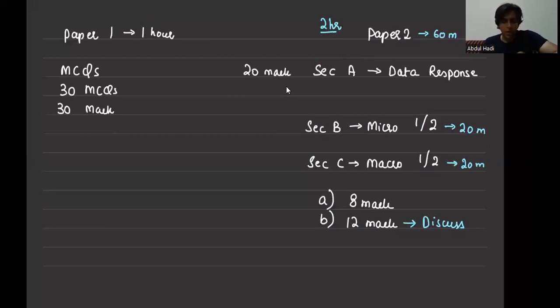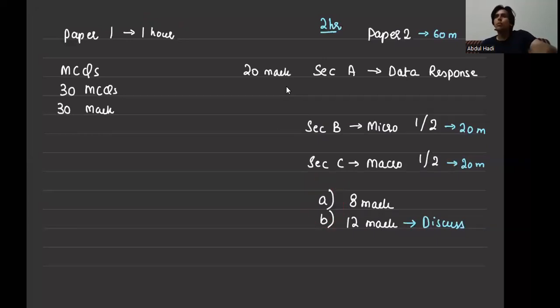So section B is from micro, completely micro. You'll get 2 questions and you'll have to attempt 1 question out of it. And section C is pure macro. Again, you'll get 2 questions. You'll have to attempt 1 out of 2 questions. So in section B and section C, each question has 2 parts, part A and part B.